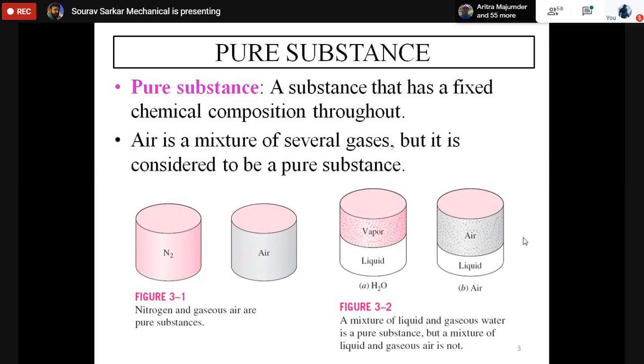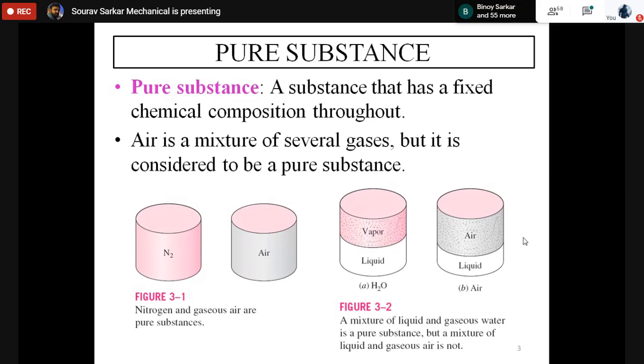But if you took a sample from the air, it will have oxygen, nitrogen, maybe some part of argon, maybe some part of dust, some part of aerosol, or maybe suspended particles. So the composition of gaseous air and the composition of liquid nitrogen and oxygen are different. So in that case, we cannot say that the mixture of liquid and gaseous air is a perfectly pure substance.